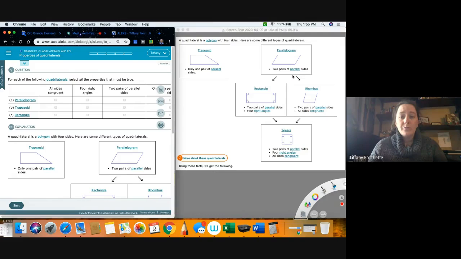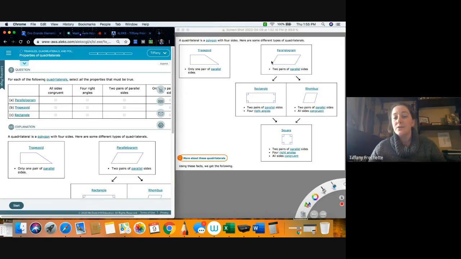So the reason I did this nice little notes page is because it gives us some of the basic properties. A trapezoid has one pair of parallel sides. In this case, it's the top and the bottom, but the left and the right sides are not parallel. We can obviously see those are not parallel. So we call that a trapezoid. A parallelogram has two pairs of parallel sides. The top and the bottom are parallel, and the left and the right are parallel. That's the basic definition of a parallelogram.